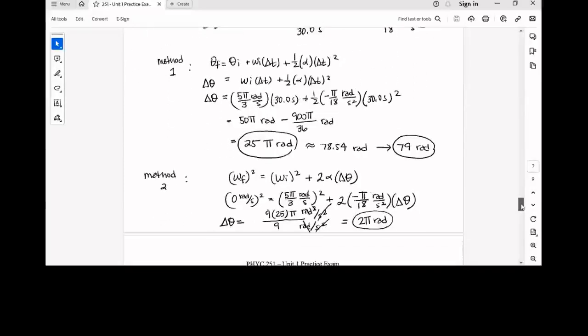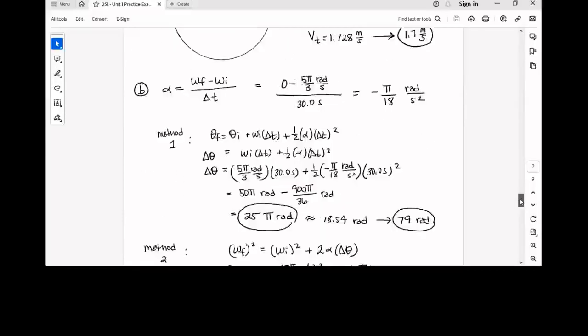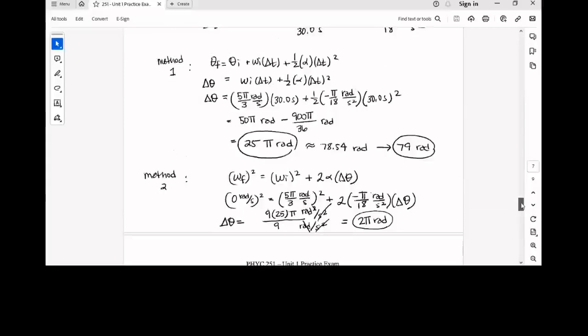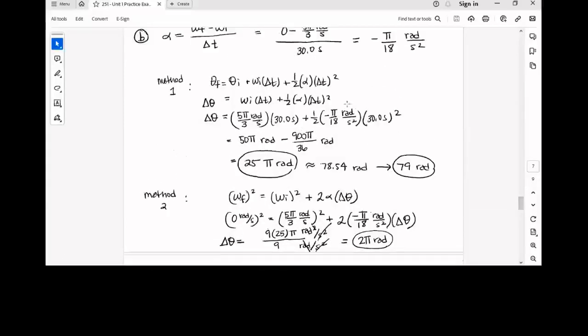And once you know alpha, there are 2 ways you can answer the question of how many times it actually turns, so the angular displacement of the wheel while it's decelerating. One involves the time-dependent kinematic equation for position. I'm subtracting theta initial over so that I have a delta theta, but it would be equally valid just to say that theta initial is 0 radian. The initial angular velocity is 5 pi over 3 radian per second.